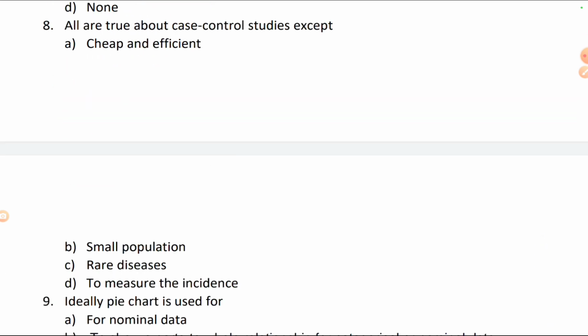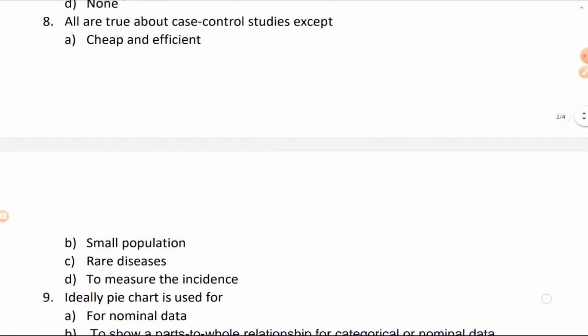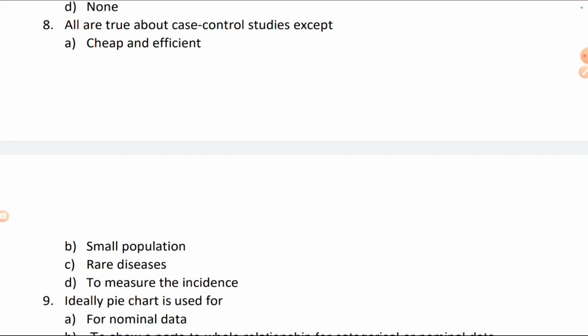All are true about case control studies except option A, cheap and efficient. Option B, small population. Option C, rare disease. Option D, to measure the incidence. The answer is option D, to measure the incidence.